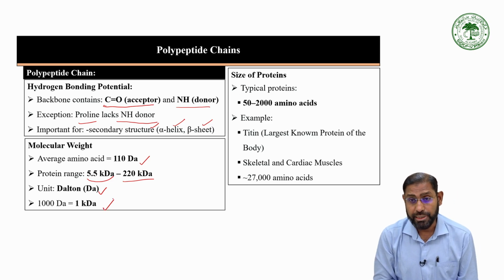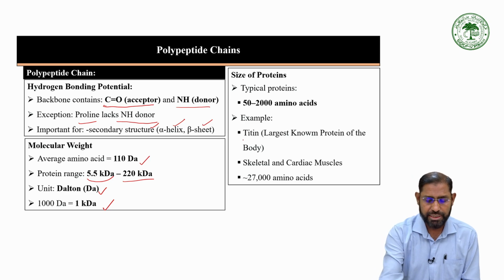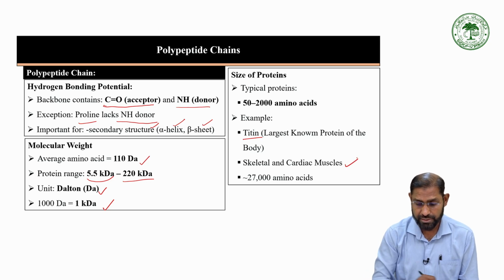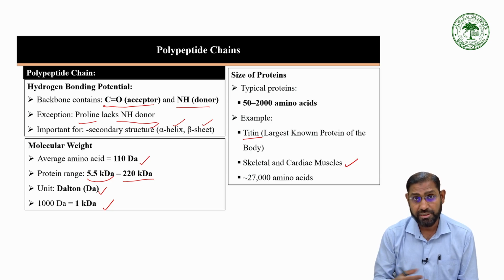The size of a typical protein is in the range of 50 to 2000 amino acids. For example, one of the largest proteins is called titin. It is the largest known protein in the body, especially in skeletal and cardiac muscles. These are very active muscles, continuously active like cardiac muscle. That's why they have titin. It is made of 27,000 amino acids, which is very interesting.